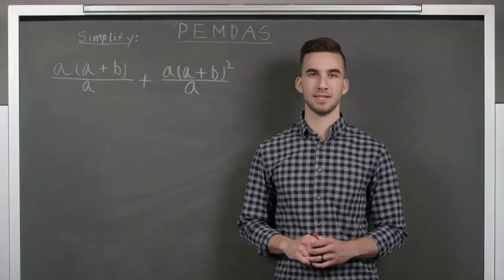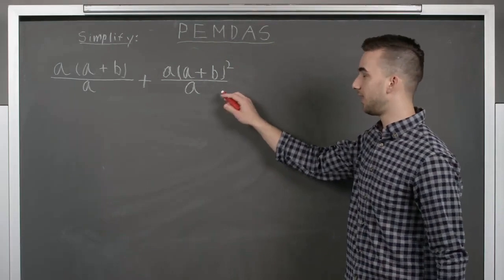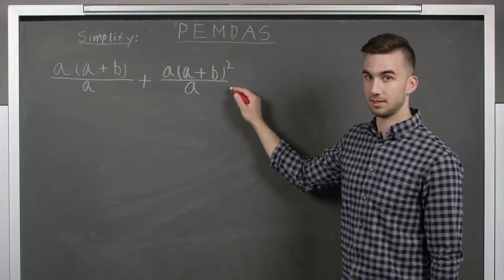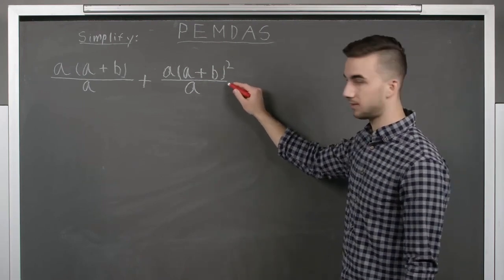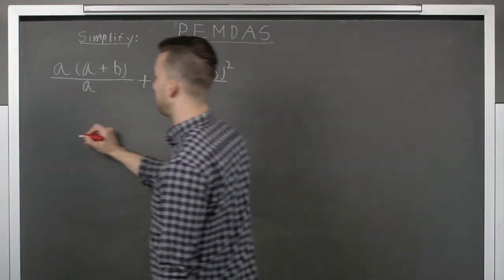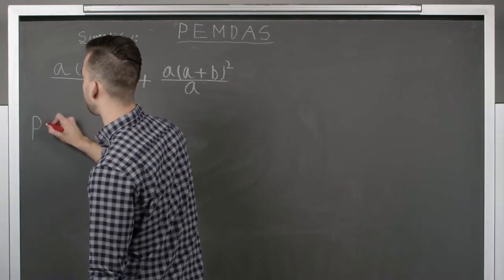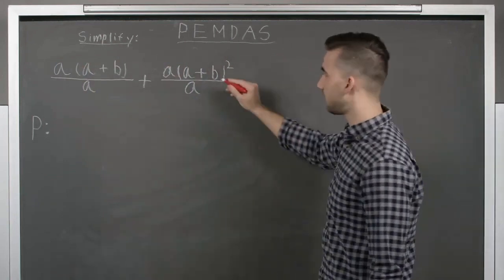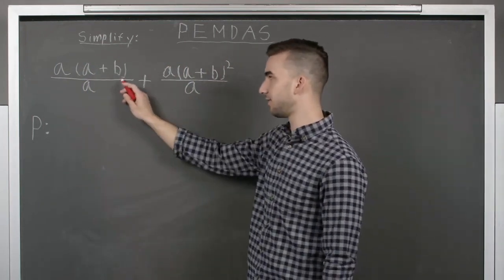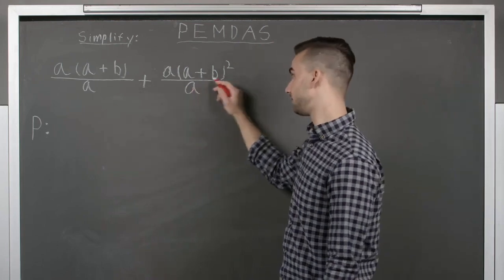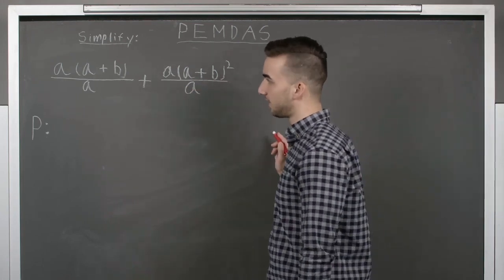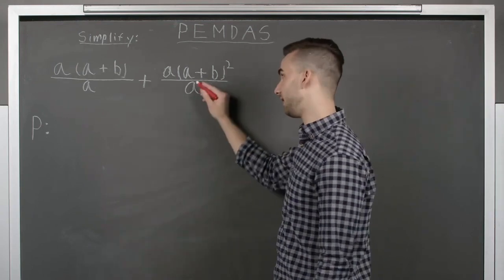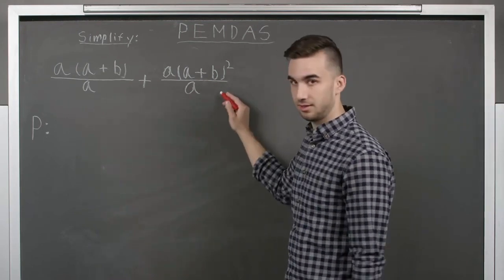Here's an algebra example. We can simplify it using the same steps, just like we did in the last example. So let's start with a P step. P. So if we look at our parentheses, can we simplify it any more than it's already simplified? A plus B? No. So we will just have to leave it as that. We can't do anything different to it.